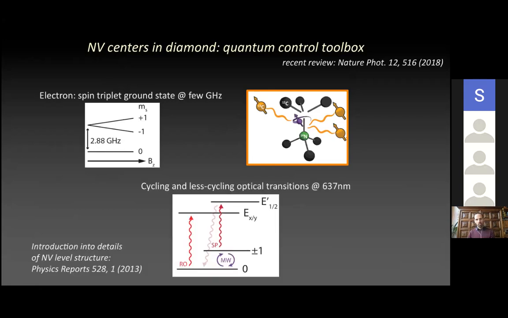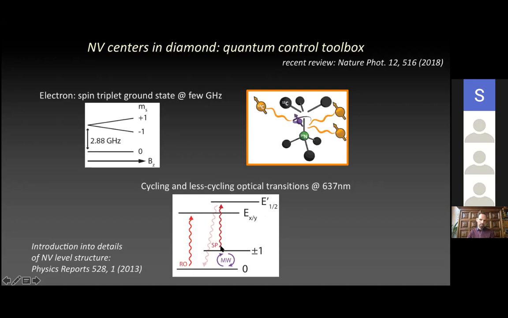Now, the optical or excited state level structure of the NV center is actually quite complicated, and I put here a reference to a very good introduction to that. But what you need to understand for this talk is that there are a couple of transitions that are cycling, and these are typically denoted as the EX and EY transitions, although EX and EY really denotes the excited states. And there are other transitions, called A1 and E prime. They are more mixed, so they are not really good cycling transitions, but they are very good for spin pumping.